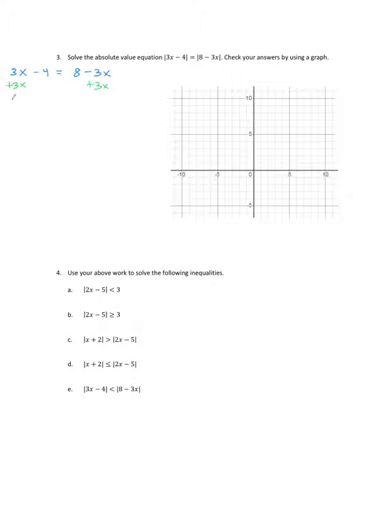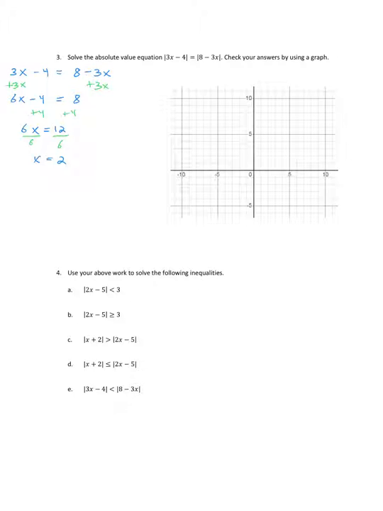So I get 6x minus 4 is equal to 8. I'll then add 4 to both sides, and that gives me 6x is equal to 12. Dividing both sides by 6 gives me that x is equal to 2. Now let's see what happens if we try to solve our second equation.